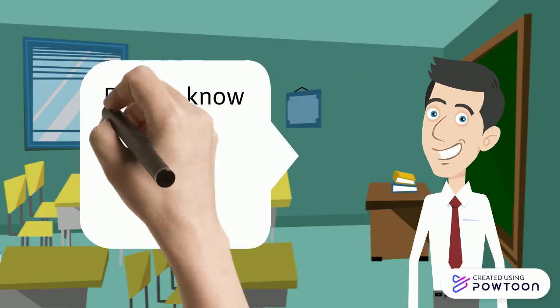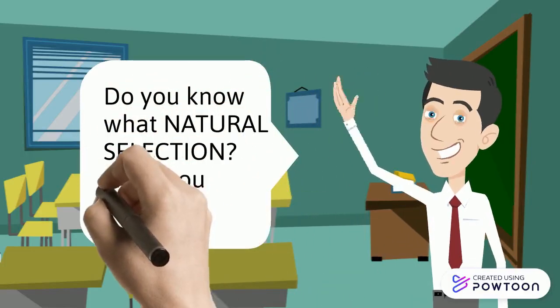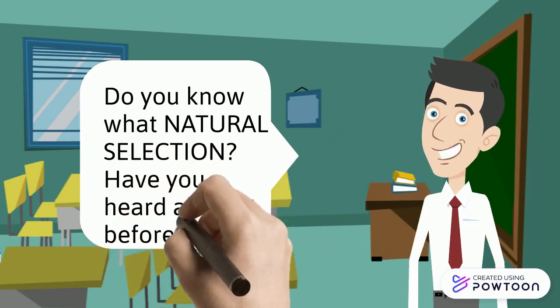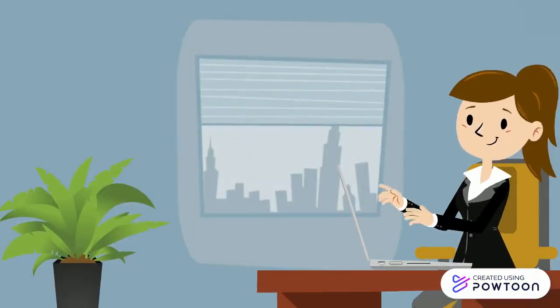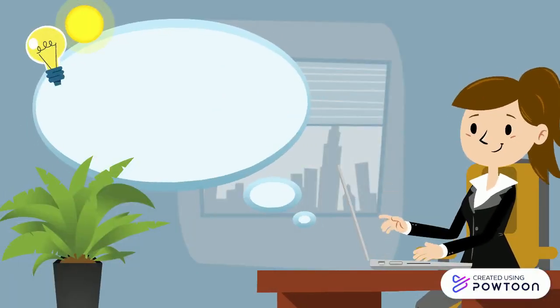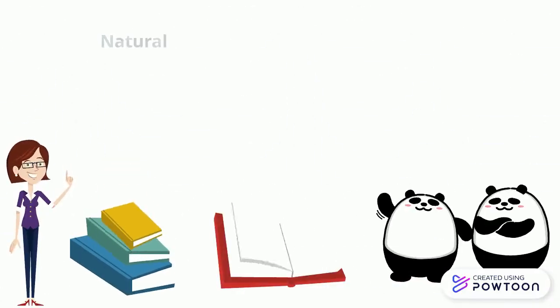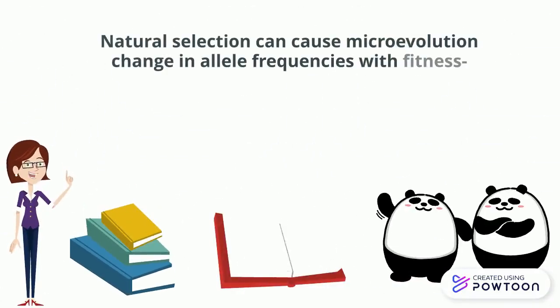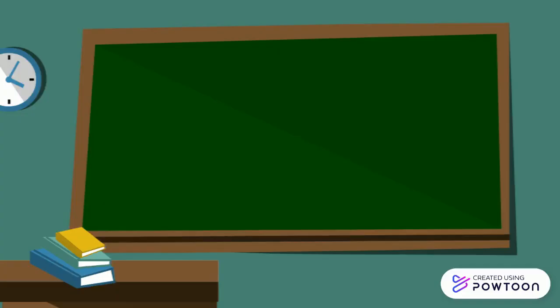Now, we are going to go through natural selection at the level of a population, in terms of allele, genotype and phenotype frequency. Natural selection can cause microevolution. Microevolution includes change in allele frequency, with fitness increasing, alleles become more common in the population.